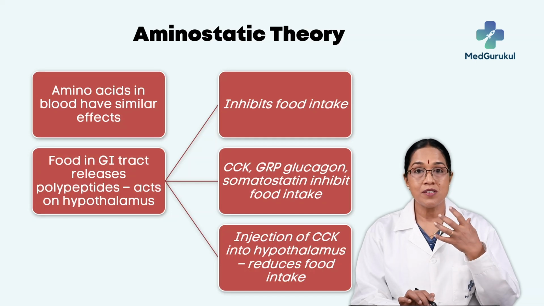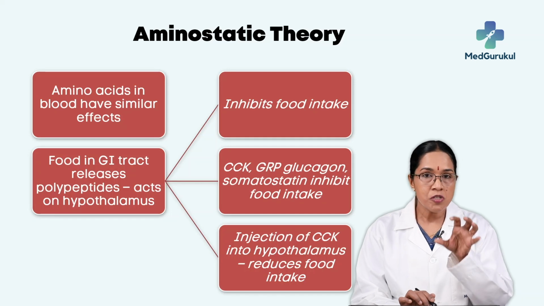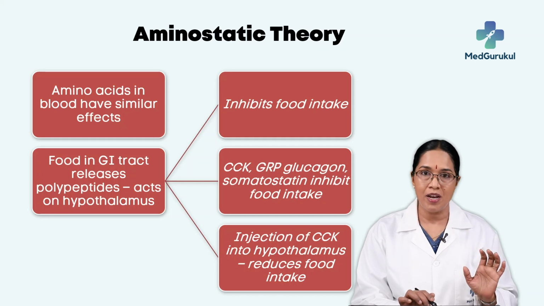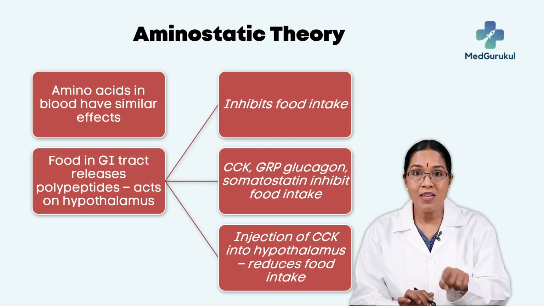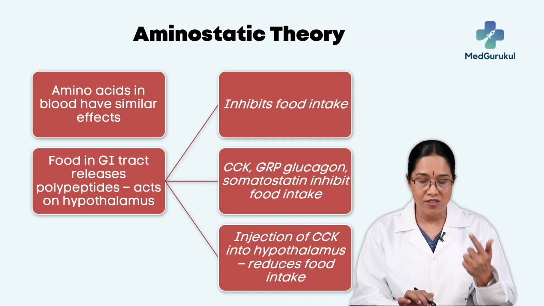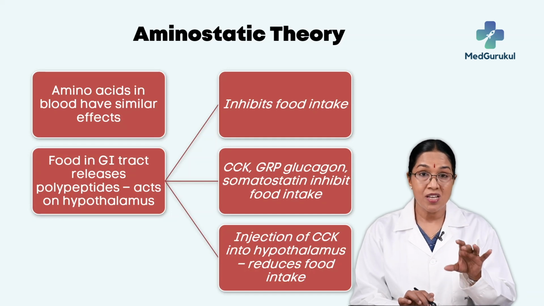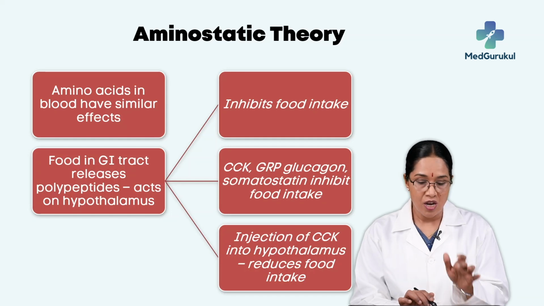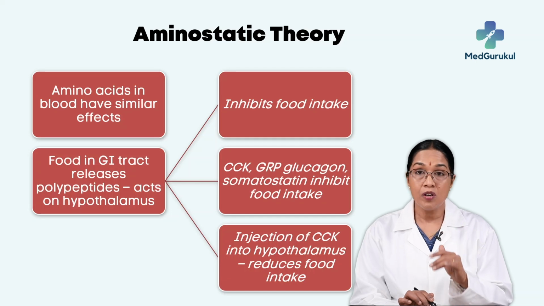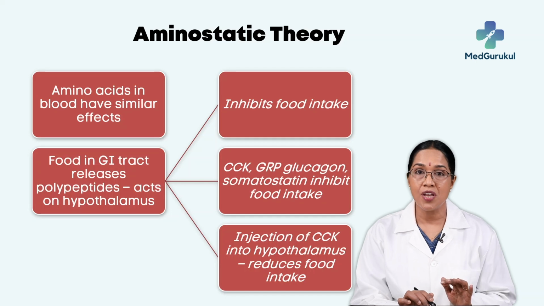Now, food which is present in the GI tract is actually releasing polypeptides, isn't it? And these polypeptides are acting on the hypothalamus. When the polypeptides act on the hypothalamus, it is inhibiting the food intake. The satiety center is getting stimulated. How is it happening? These digested byproducts act on the hypothalamus, and CCK, cholecystokinin, then GRP, glucagon, somatostatin, all of these would inhibit the food intake.